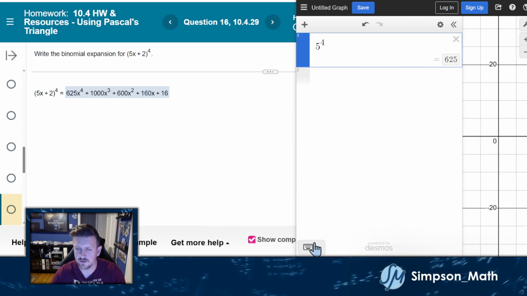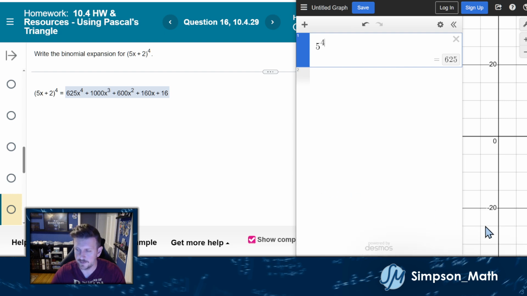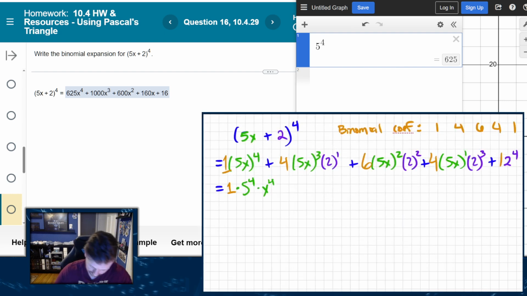Just a reminder: if you don't want to use a real keyboard, you can press this A to the B right here to be able to get up into the exponent. So this will end up being 1 times 625 is 625x to the fourth. All right, then plus, we still have our 4. This is going to be times 5 cubed, helps if I write a cube, times x cubed, and then we still have this 2 to the first, which is going to be a times 2.